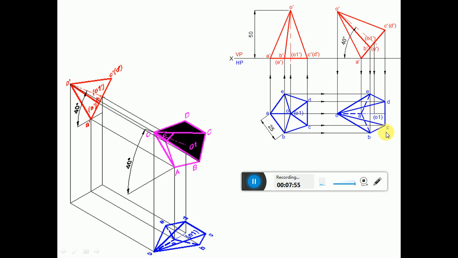Once you get these points, name them A, B, C, D, E, and O. Then join them with a continuous thin line. Join AB, BC, CD, DE, EA and OA. Similarly, OB, OC, OD and OE with a continuous thin line. Then we are going to apply the condition of visibility.